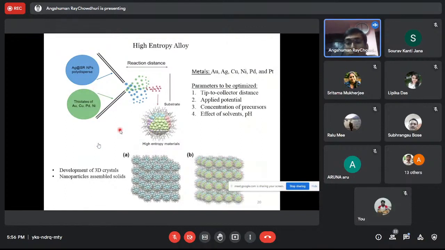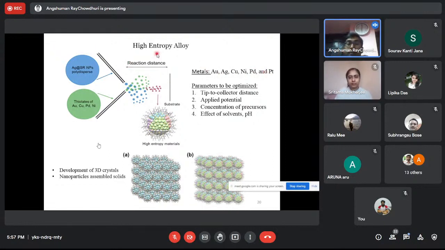So here I want to ask you one question: if bimetallic or trimetallic nanoparticles are possible by this electrospray, then is it possible to get a high entropy alloy by this electrospray or not? If we spray gold, silver, copper and palladium... what is a high entropy alloy? A high entropy alloy is an alloy where more than 5 elements are there, and when they are properly mixed, it is called a high entropy alloy. Suppose an alloy where gold, silver, copper, nickel, palladium, or sometimes platinum are there, it is called a high entropy alloy.